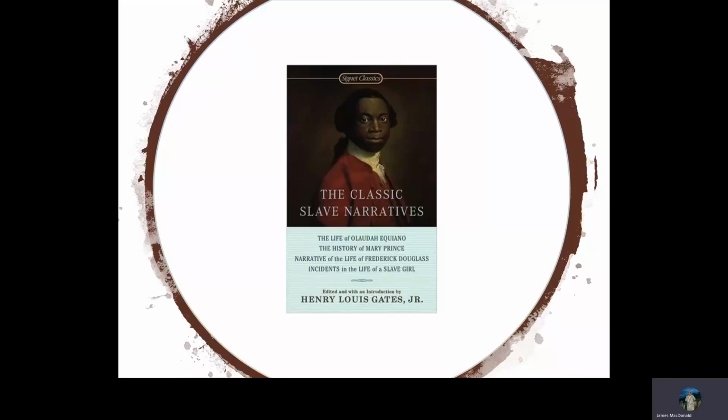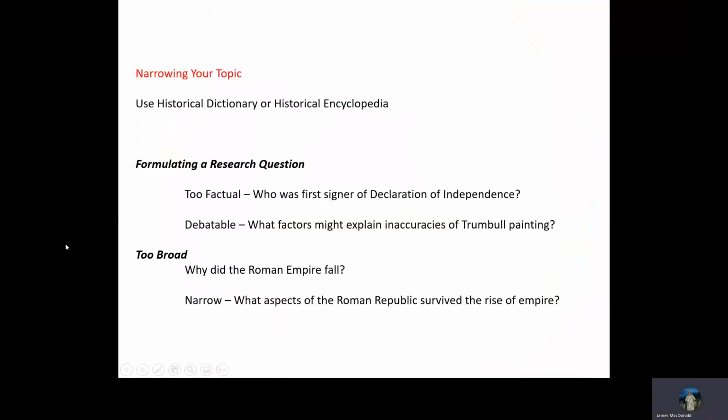He didn't write the slave narratives, but they are right there in this one collection. This is a primary document. Okay.